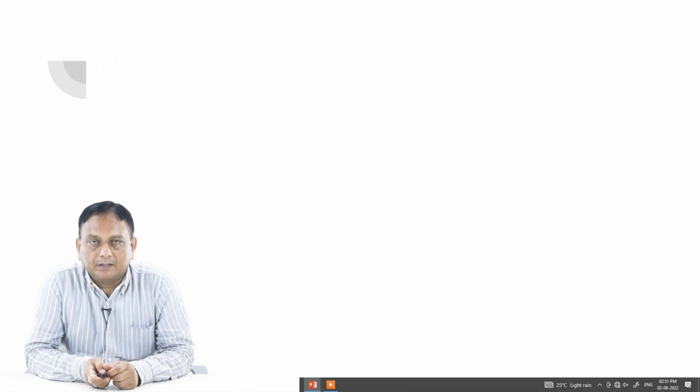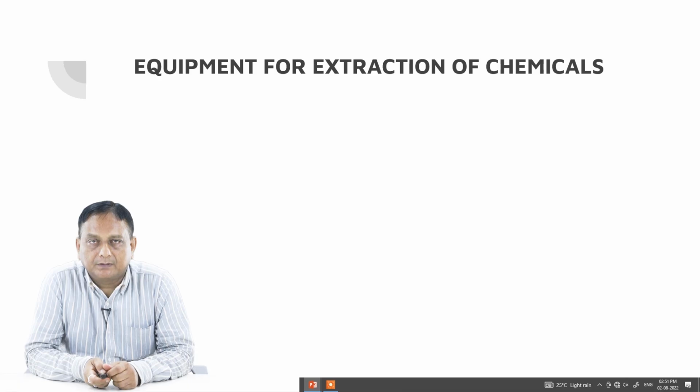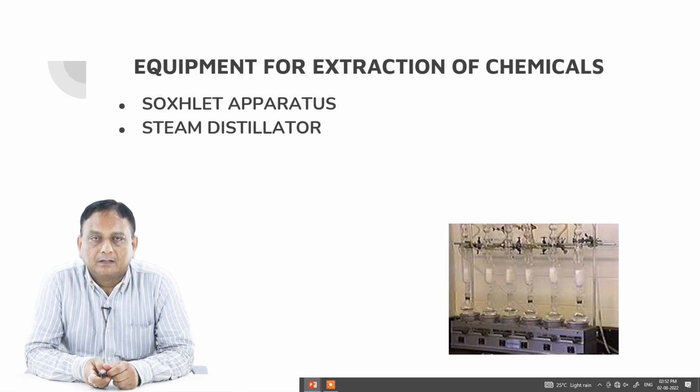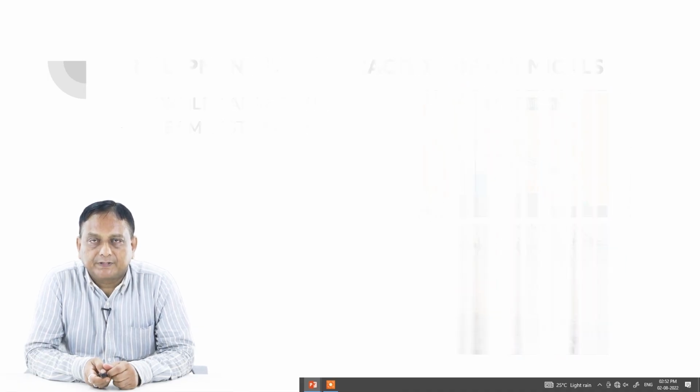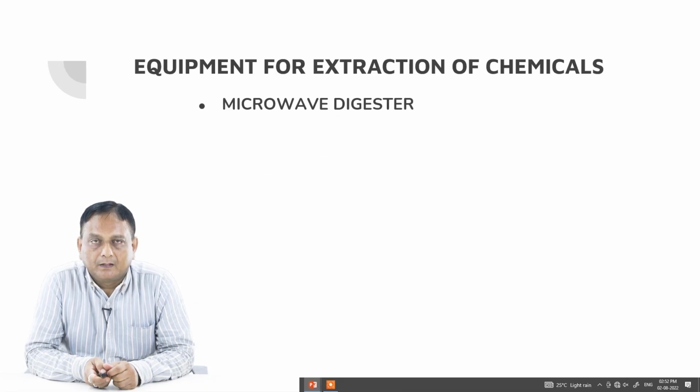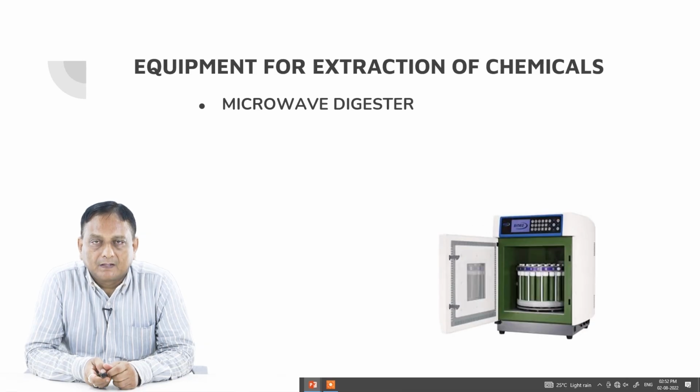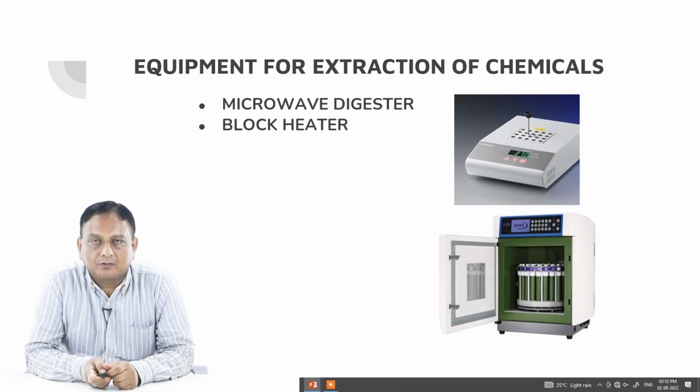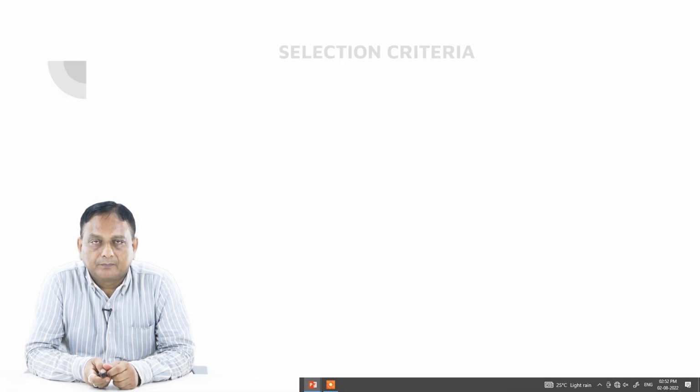So, in this fashion, the testing talks about very important areas of extraction of chemicals by equipment. Number one, as I already mentioned, the Soxhlet apparatus is required. Then the steam distillator is very important for concentration, or making the solution concentrated. Equipment also talks about the microwave digester, which is shown in the figure. A block heater is also there, important here.